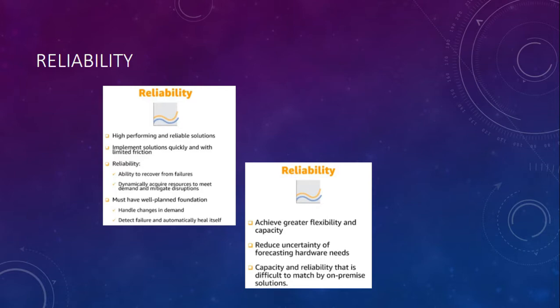By using AWS, organizations can achieve greater flexibility and capacity, reducing the uncertainty of forecasting hardware needs. Additionally, the scale of AWS gives customers capacity and reliability that is difficult to match by on-premise solutions.